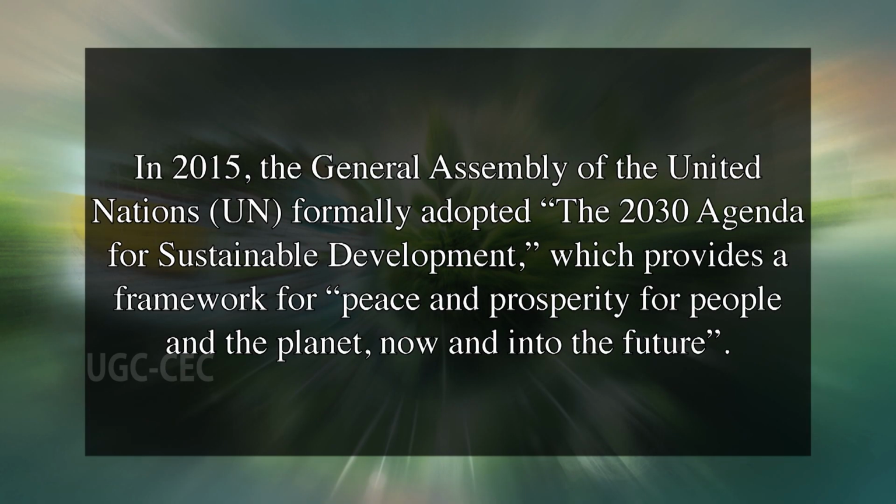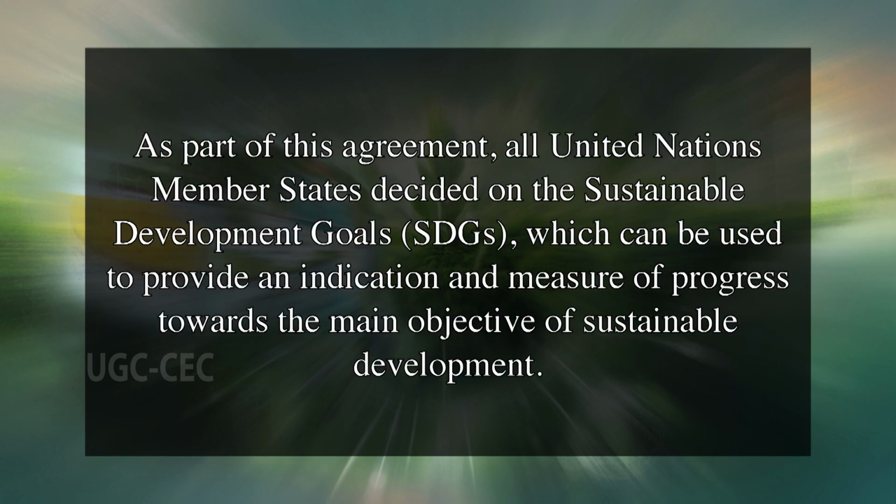In 2015, the General Assembly of the United Nations formally adopted the 2030 Agenda for Sustainable Development, which provides a framework for peace and prosperity for people and the planet now and into the future. As part of this agreement, all United Nations member states decided on the Sustainable Development Goals, which can be used to provide an indication and measure of progress towards the main objective of sustainable development. The process involved numerous stakeholders and resulted in a consensus.